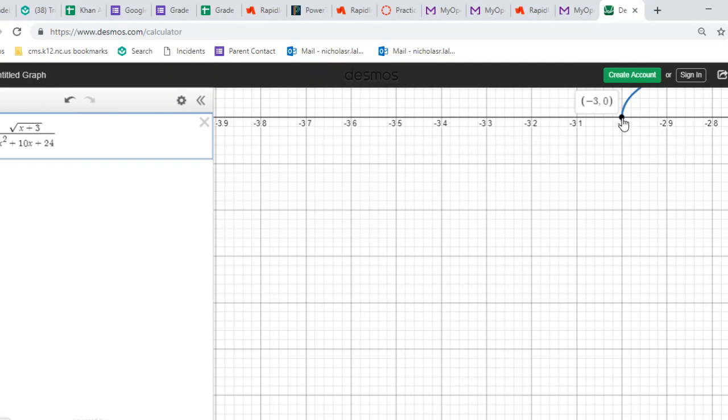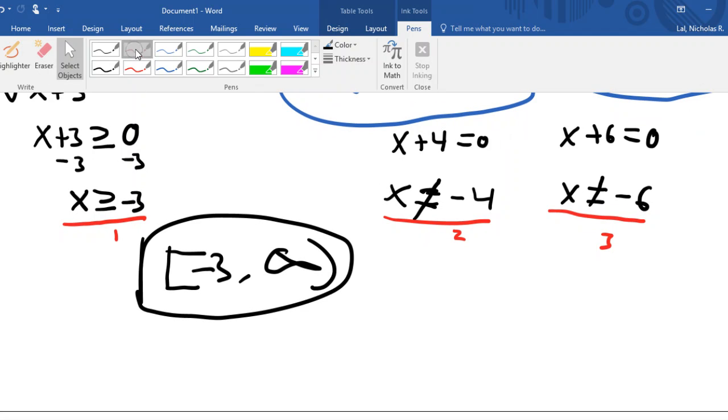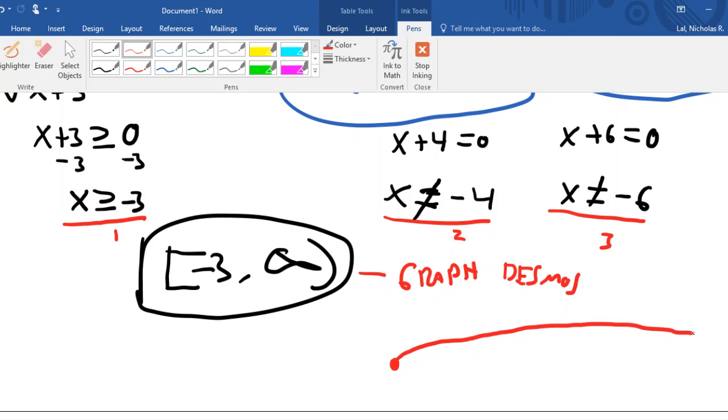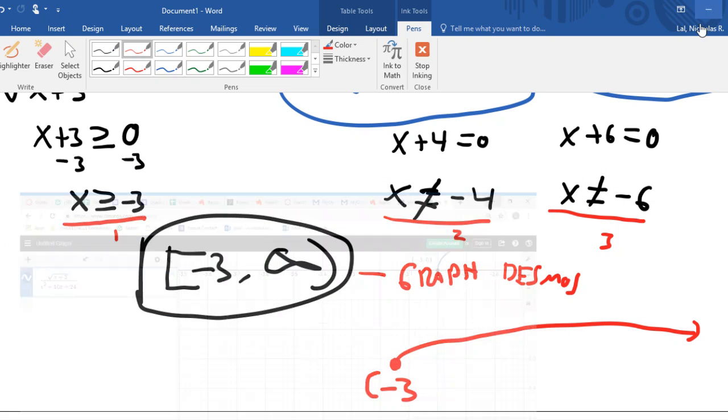On Desmos, if you graph the function, you will see that Desmos is just easier to graph on your calculator. It's faster, it's more accurate, it's easier to see things. Your function has a shape like this, and the last real value is going to be -3, and then on Desmos, that's -3, 0.